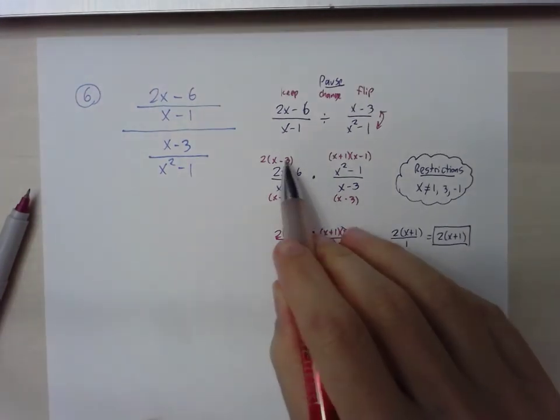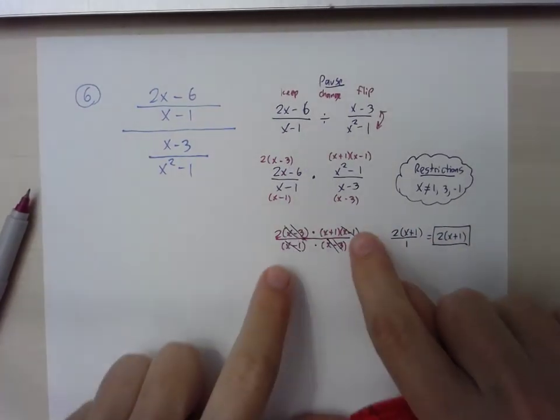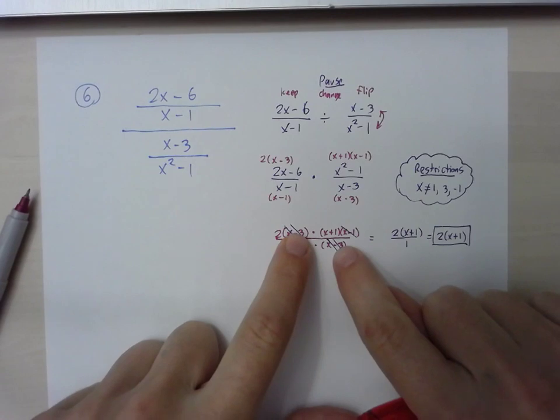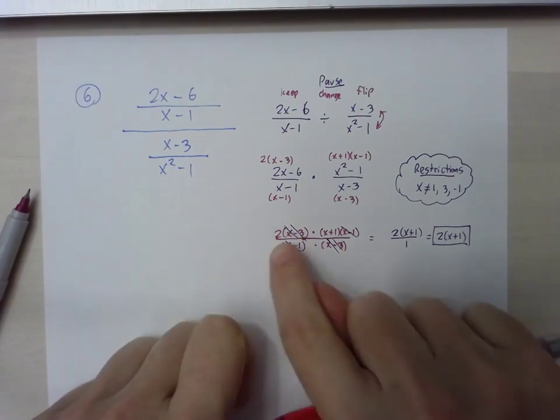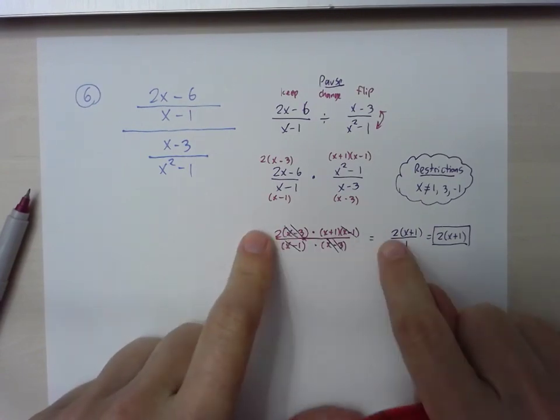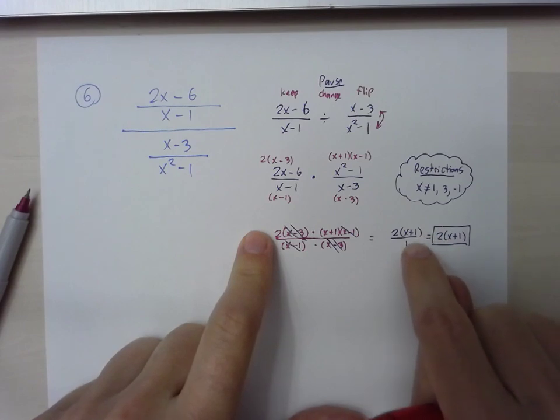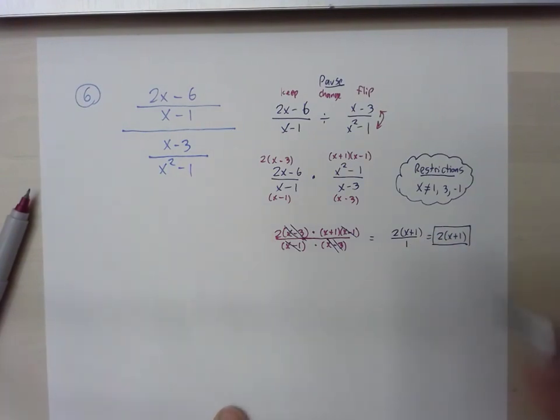If you put your factors together, you can see the x minus 1s cancel out and the x minus 3s cancel out. And so you're only left with stuff on the numerator, 2 and x plus 1. When there's nothing on the other side, you can put a 1. If it's a fraction where 1's underneath, then just get rid of it. So it's going to be 2(x plus 1).